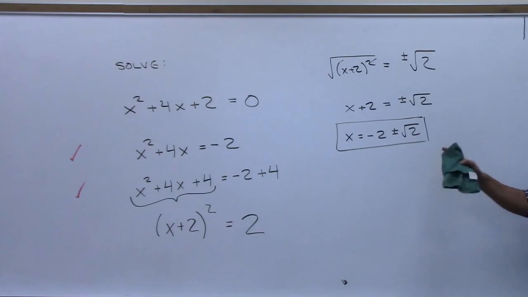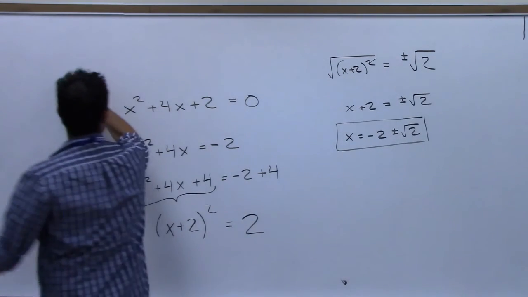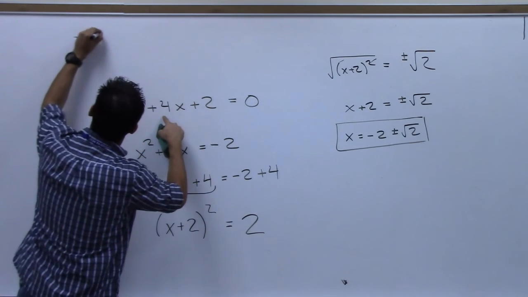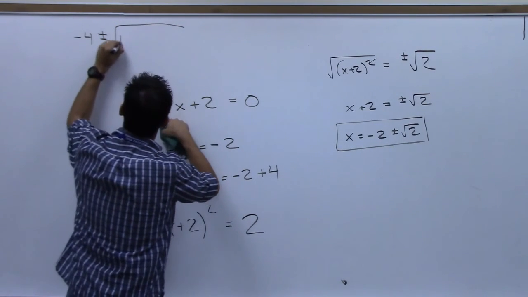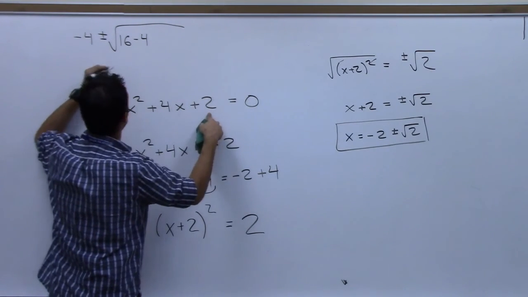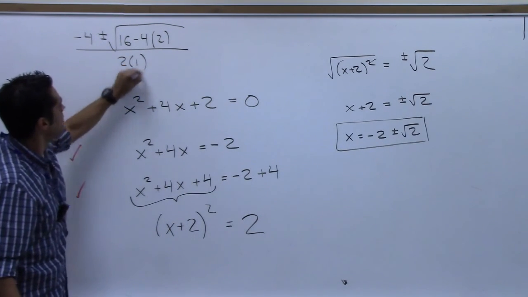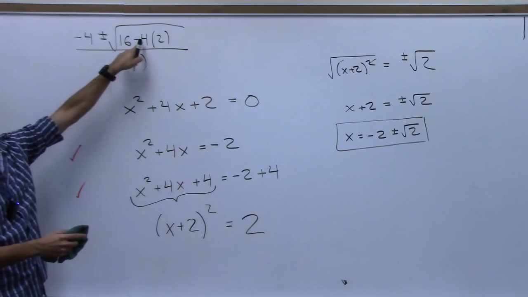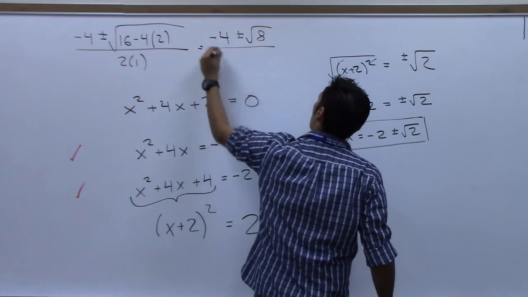Now, if you would have done the quadratic formula instead, you would have got the same thing. I'll show you that real quick right here. Quadratic formula on this. Negative b, which is negative 4, plus or minus the square root. B squared is 16 minus 4 times what's a? 1 times c, 2, so 4 times 2, all over 2a, so 2 times 1. And that would become, let's see, 16 minus 8 is 8. So we have negative 4 plus or minus root 8 all over 2.